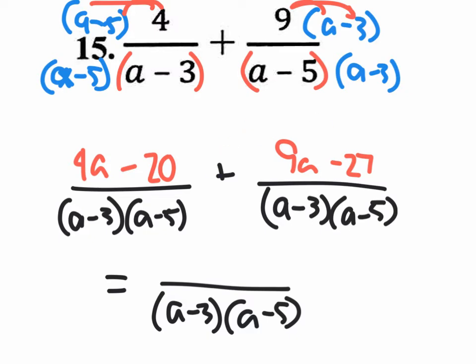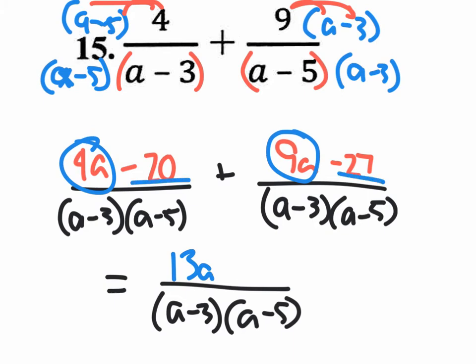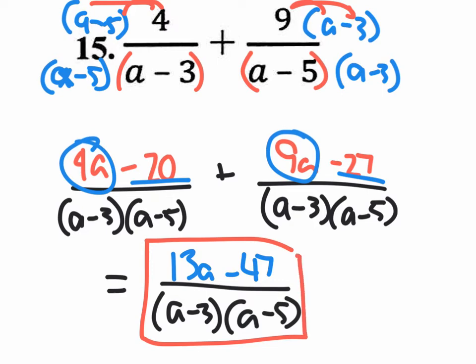So right here you could just start combining like terms. I want to combine this positive 9a with that positive 4a, that's going to be positive 13a. And then I want to combine the minus 27 with the minus 20, it's going to be a minus 47. And if you think about it, that's it. That's all you could do. You can't really factor the top. You can't factor out a 13. So that's it.